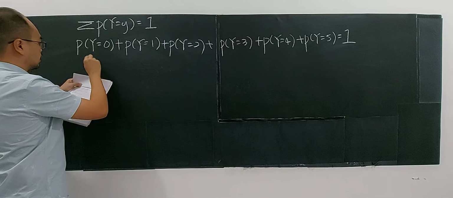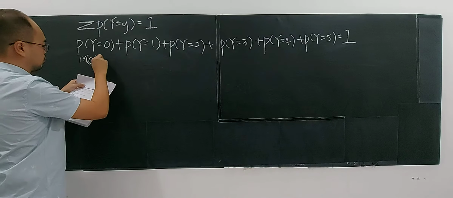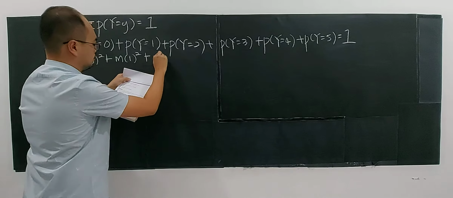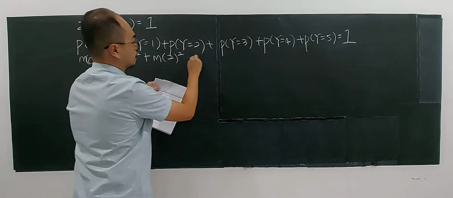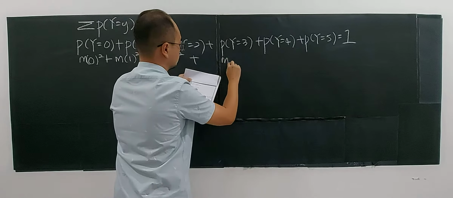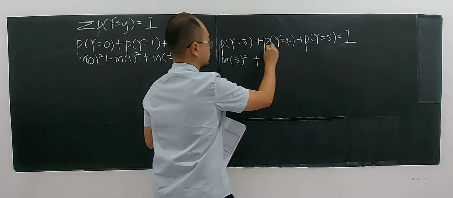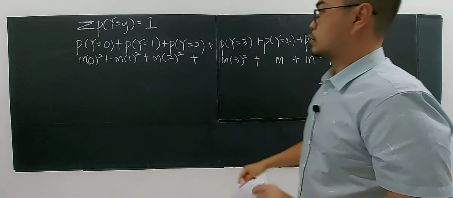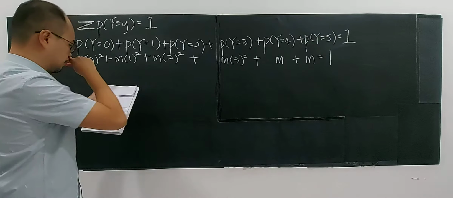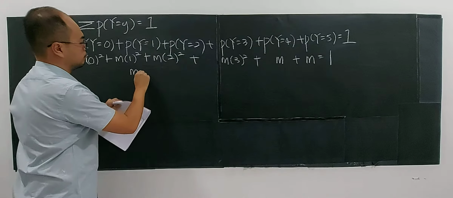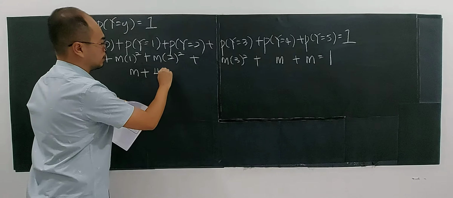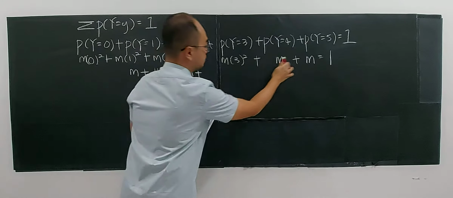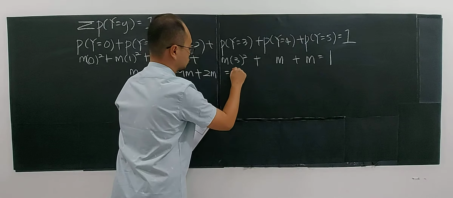So for this, you are getting m times 0 to the power of 2, plus m times 1 to the power of 2, plus m times 2 to the power of 2. And for this, you have m times 3 to the power of 2. And for the last two, you just take the value of m. Total up will be 1. So if you calculate from here, when y is 0, you have 0. Then m, plus 2 squared, 4m, 9m, plus m plus m. So you have 2m equals 1.